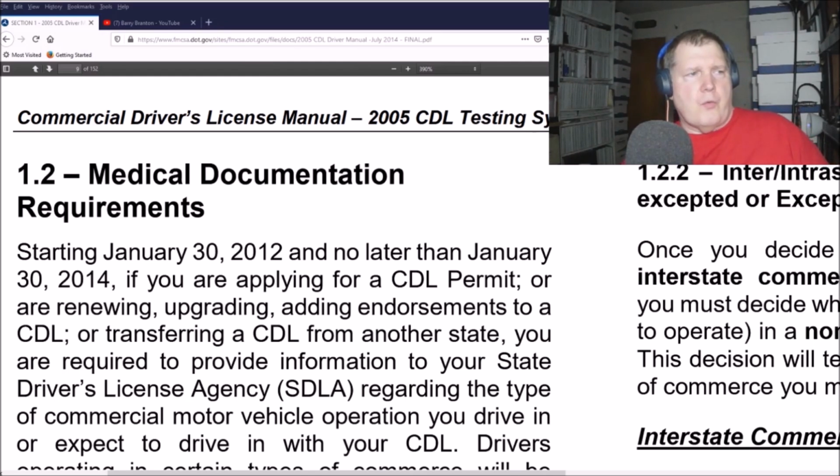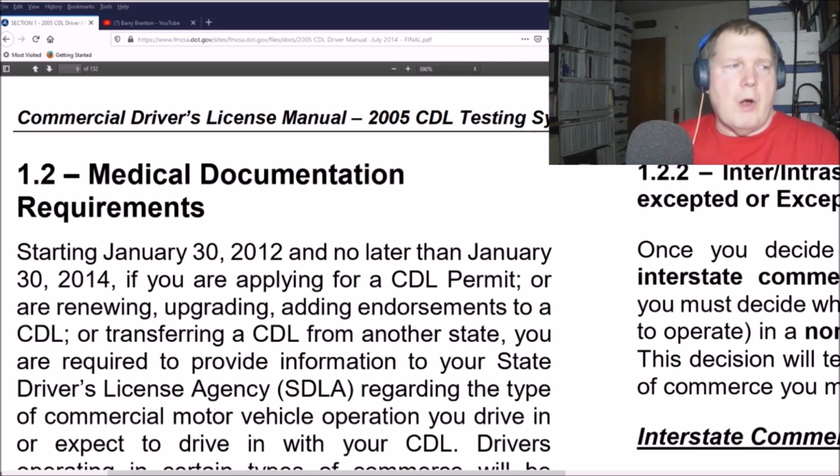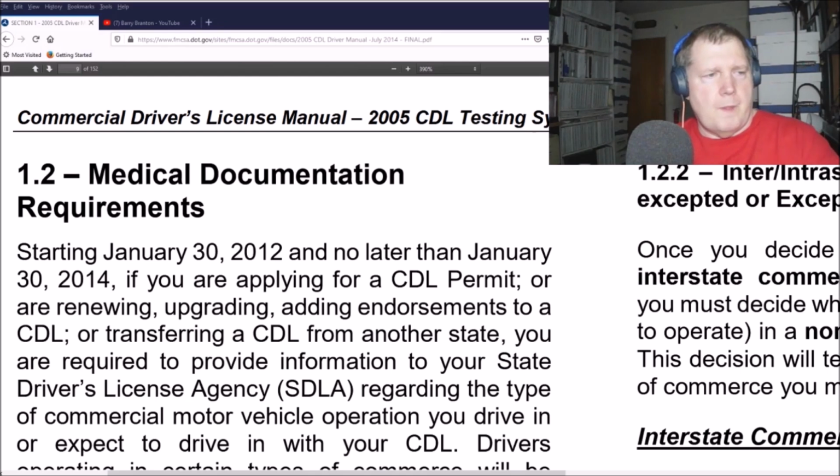Starting January 30th, 2012, and no later than January 30th, 2014, if you are applying for a CDL permit, or renewing, upgrading, adding endorsements to a CDL, or transferring a CDL from another state, you are required to provide information to your state driver license agency, SDLA, regarding the type of commercial motor vehicle operation you drive in or expect to drive in with your CDL.